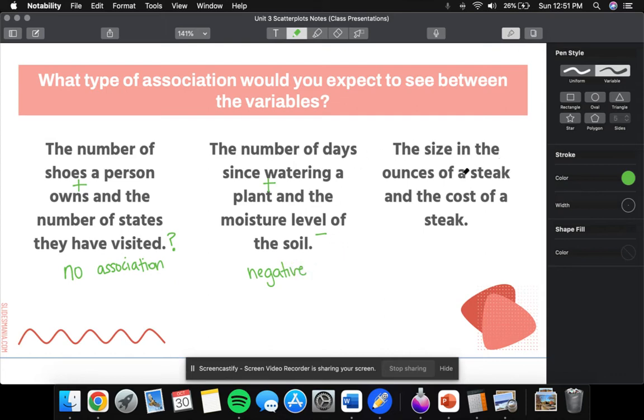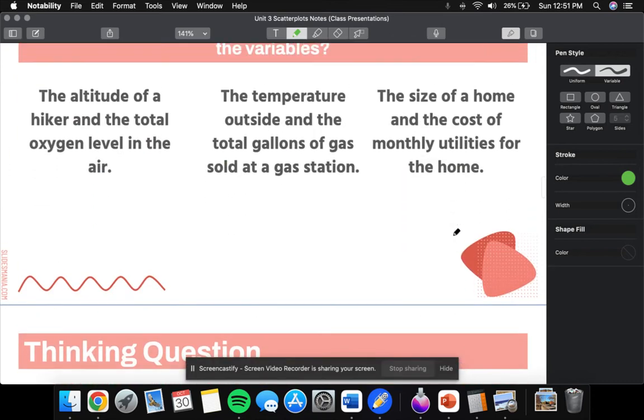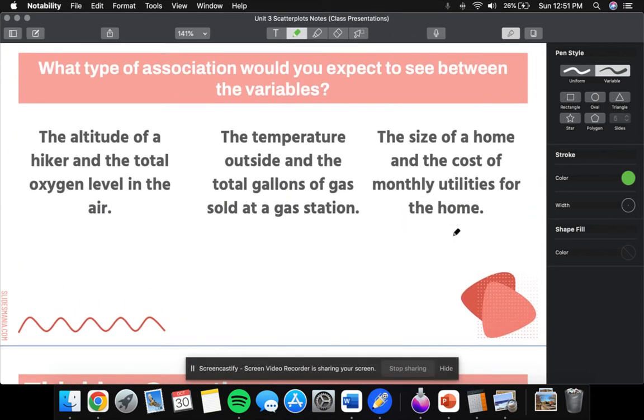Finally, the size in ounces of a steak and the cost of a steak. Usually the bigger the size of a steak, the cost is also bigger and larger. These are the same, both positive, so it should have a positive association. All right, so now I'm going to have you guys try these three.